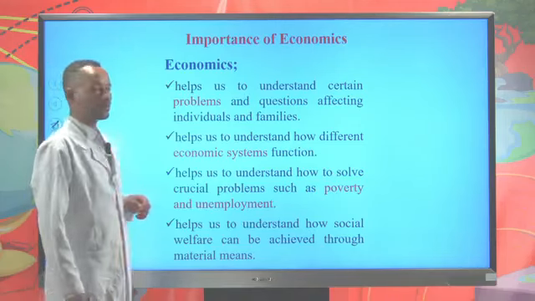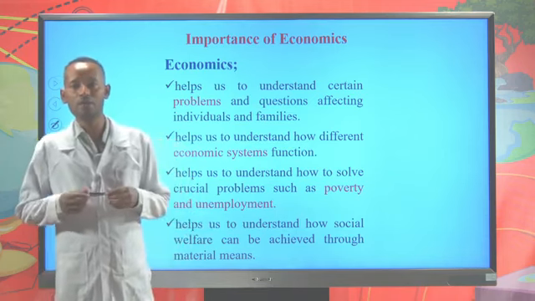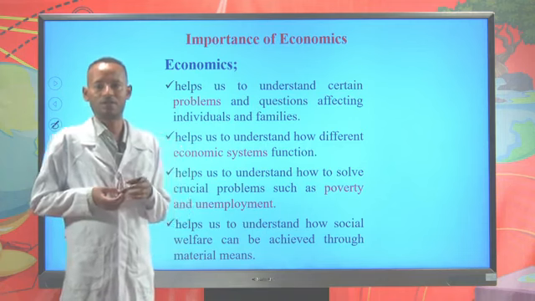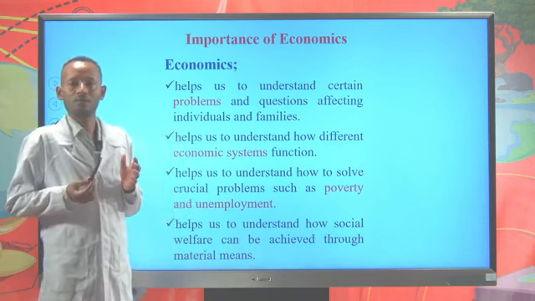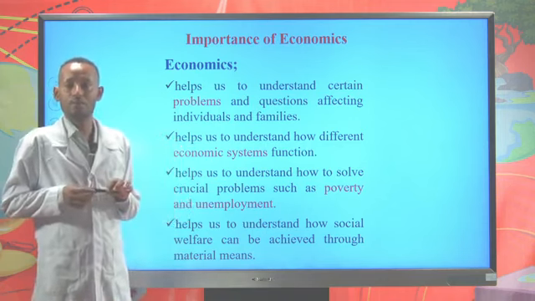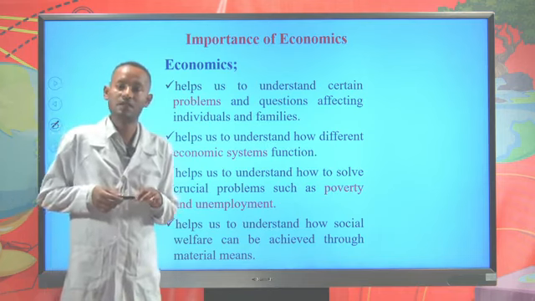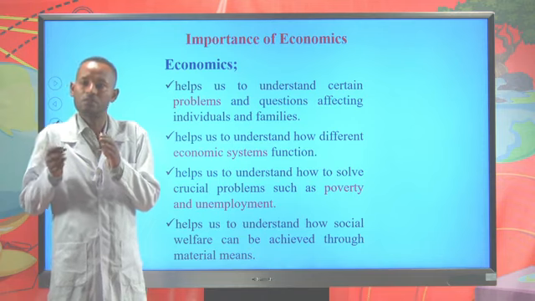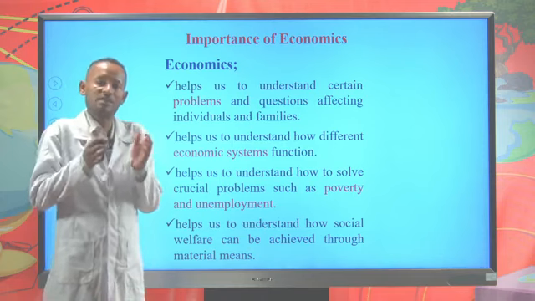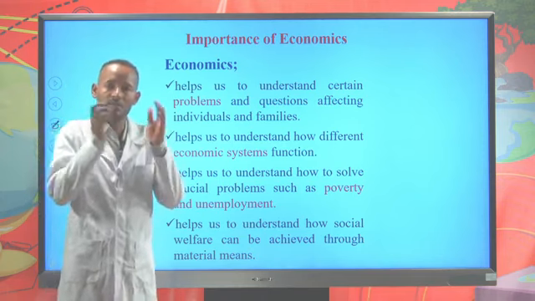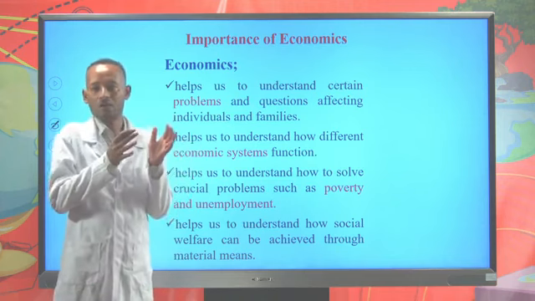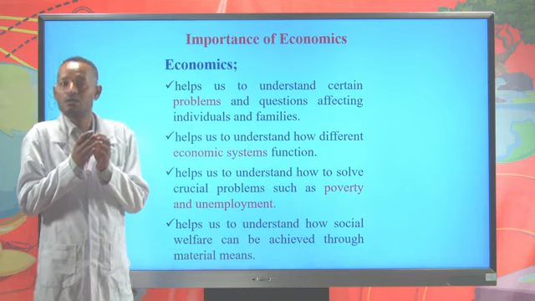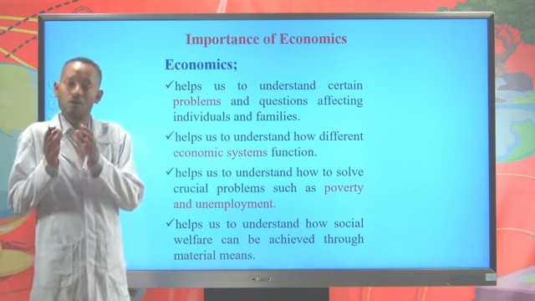Next, let's see the importance of economics. Why do we study economics? What is the importance of economics? First of all, economics helps us to understand certain problems and questions affecting individuals and families. Also the society. It helps us to understand the major problems that affect individuals, society and families. And it also provides possible solutions for these problems.